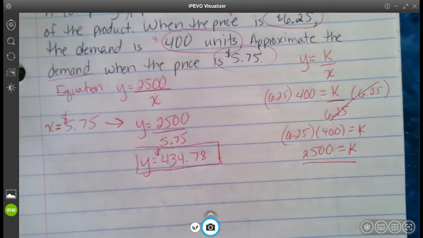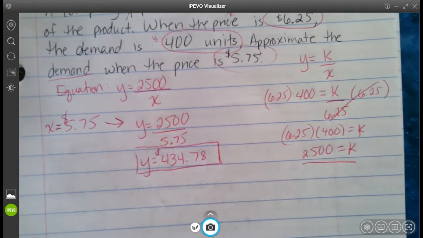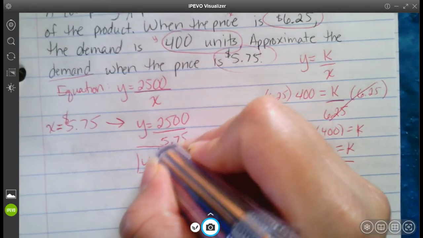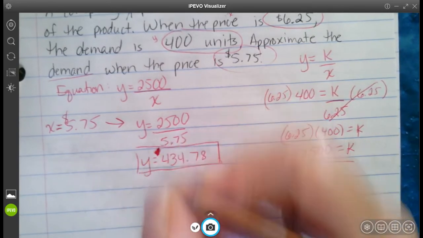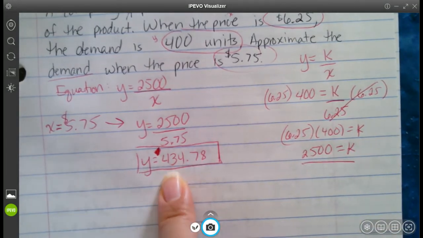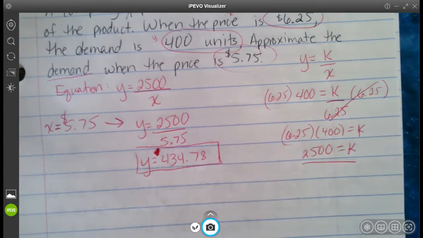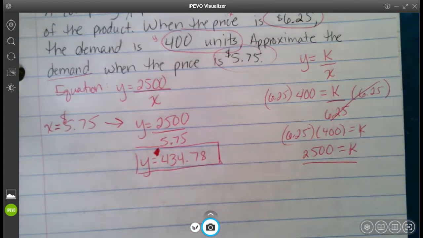So when the price is this much, we are getting, oh, actually it's not money. What am I doing? This is not money, my bad. This is what happens when you don't read the problem. When the price is this much, the demand is this many units. So approximate answer. And that is it for that one.